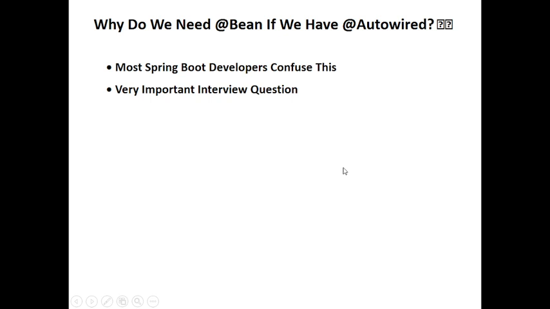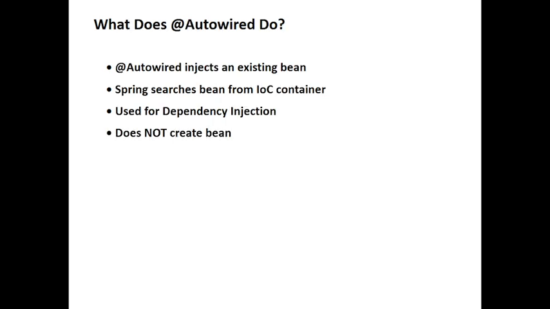Why do we need the @Bean annotation if we have @Autowired already? Most Spring Boot developers get confused by this. This is one of the very important interview questions. So what does @Autowired do? @Autowired injects an existing bean. Spring searches for the bean in the IoC container and uses that bean for dependency injection. It doesn't create the bean, right?